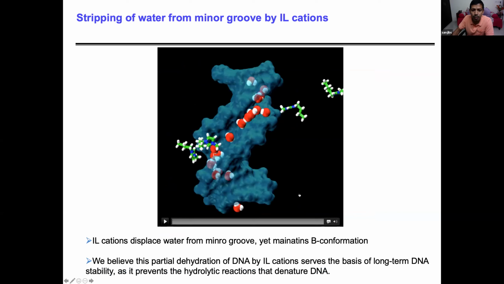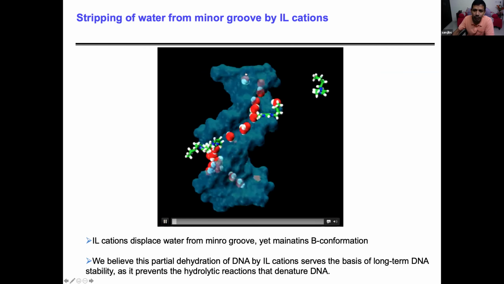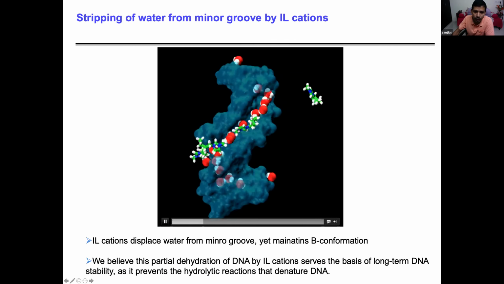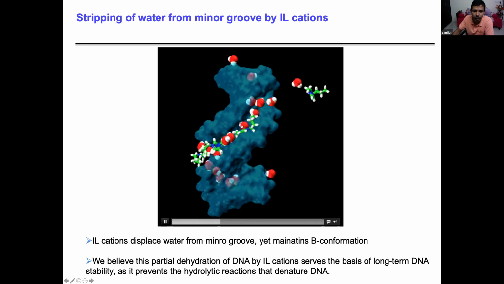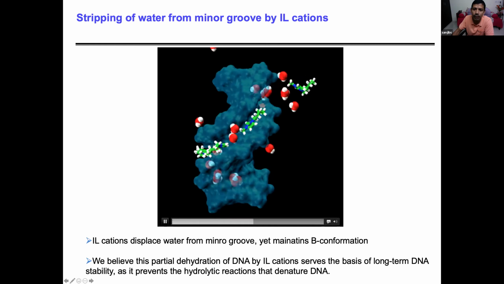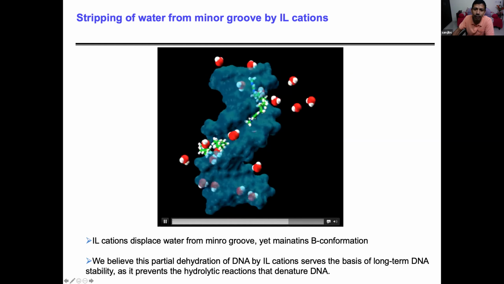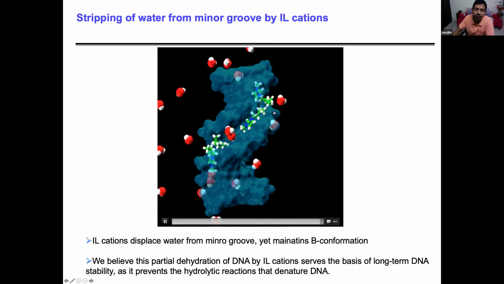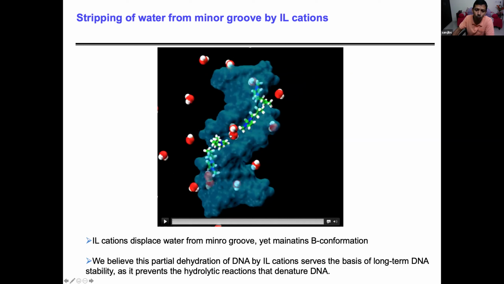If I show you this movie, that basically gives the whole story. So this is the DNA. We took a DNA dodecamer. This is the minor groove where we have the spine of hydration, a lot of water molecules, a water chain. And these are IL molecules which are added into the solution. Now if you watch closely, one IL molecule comes in, the IL cation particularly, then it gets into the minor groove and pushes out a lot of water molecules. The second IL now tries to get in, gets in, and pushes out more water molecules. And now we have an IL cation water IL spine in the minor groove.